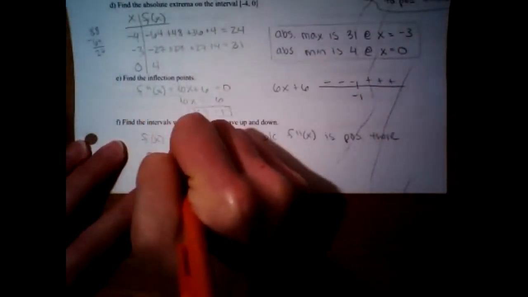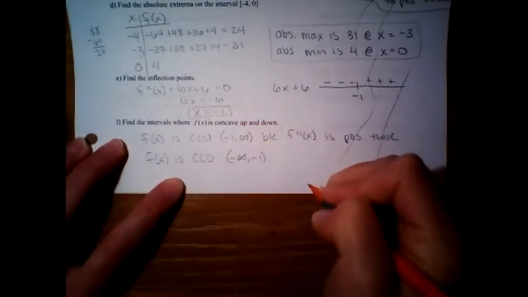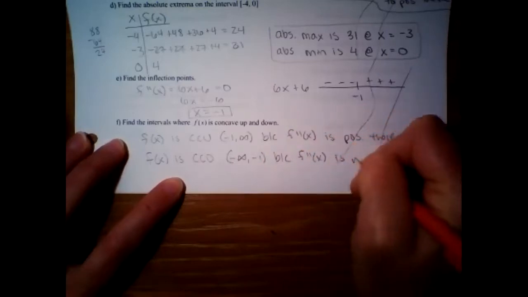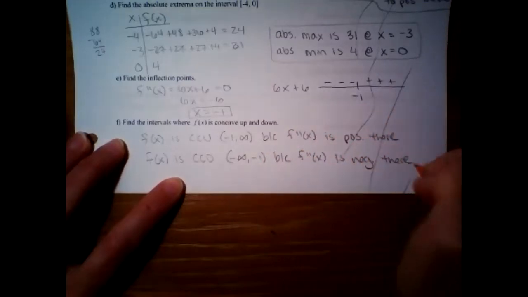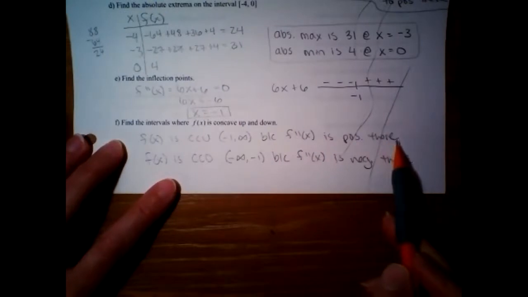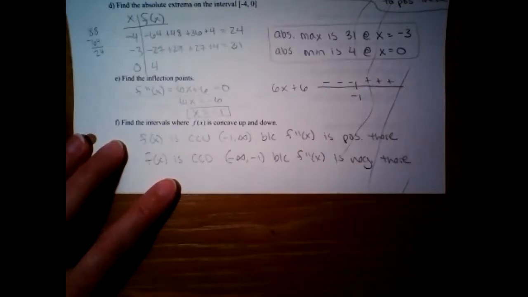And then f of x is concave down from -infinity to -1 because second derivative is negative there. And once again, these justifications are not going to change. Those are the answers. Those will be the answers on your test. Those will be the answers on the AP exam. It's just by definition, so that can't change.